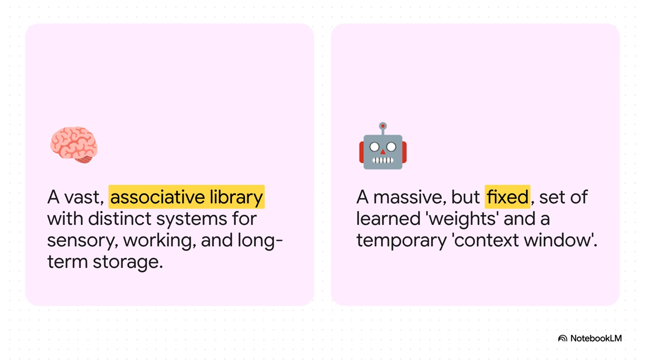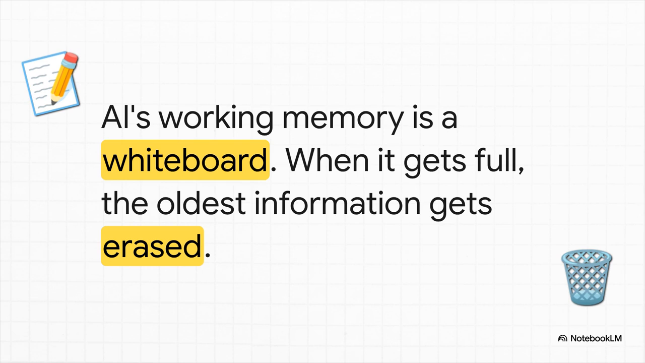First, a massive static encyclopedia of all the stuff it learned during training. And second, a tiny little scratch pad for your current conversation. That's it. And that little scratch pad, what they call the context window, it's really just a whiteboard. And here's the crazy part. When that whiteboard gets full, it has to erase the oldest stuff to make room for the new stuff. So in a long conversation, the AI literally forgets what you said at the beginning.